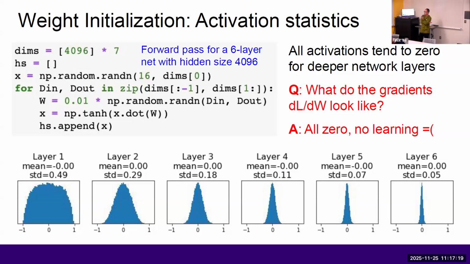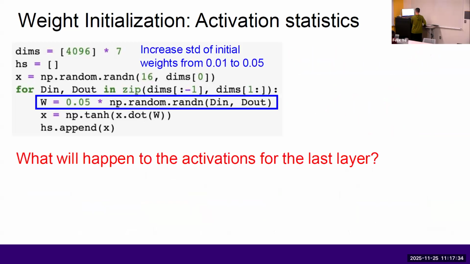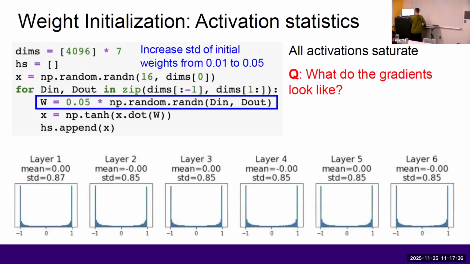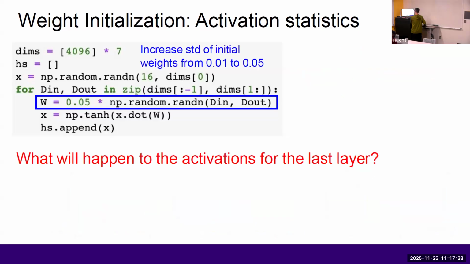They are all zeros with very small variations. That means if it is all zero, then essentially there won't be any learning going on here. So why did this happen? What I'm going to do is change the initial weight from 0.01 to 0.05, so increase it a little bit.